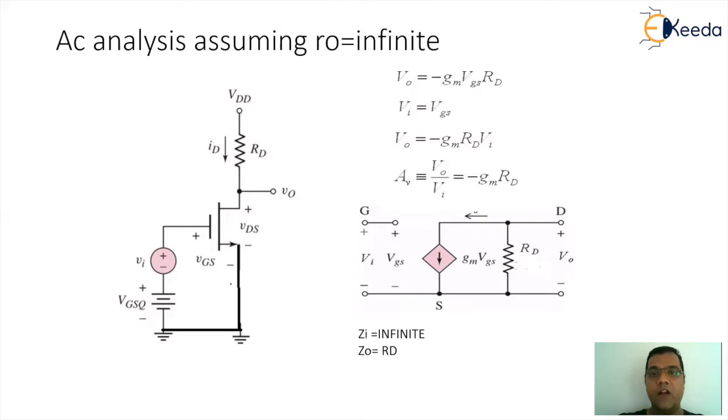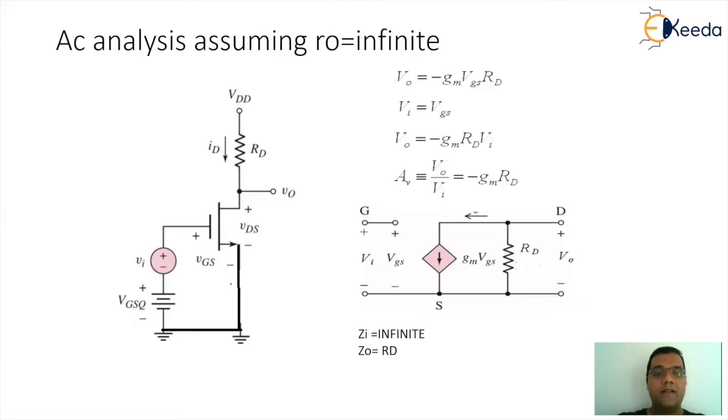So automatically the value of output voltage VO will be the current value GMVGS into the resistance RD. Looking at the direction of current, the polarity of the output will be negative, and that's the reason VO will come as minus of GMVGS into RD. The value of input voltage VI is the same as VGS. So when I take the ratio of VO by VI, you get the value as minus of GMRD.